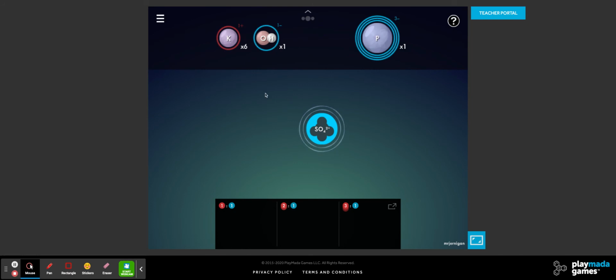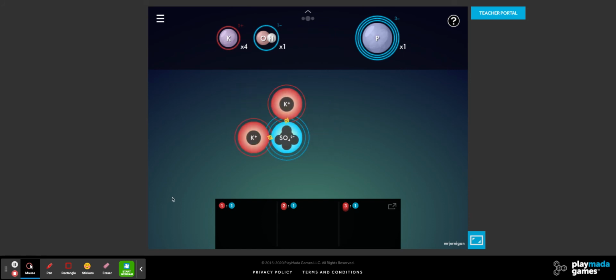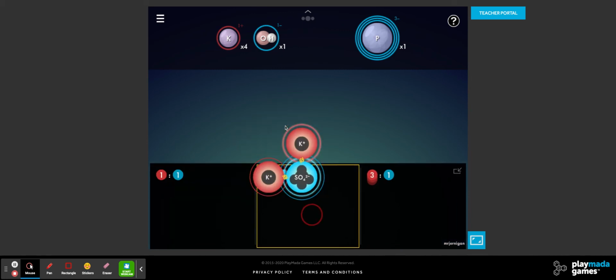And in order to make this cancel out and have a 2 to 1 ratio, I have to have positives that are +1. So now you'll notice if I activate the rings, that potassium is attached to the sulfate. If I activate this ring, that other potassium will be attracted to the sulfate. And now I have a compound that's K2SO4. The charges will disappear. And it's 2 to 1.